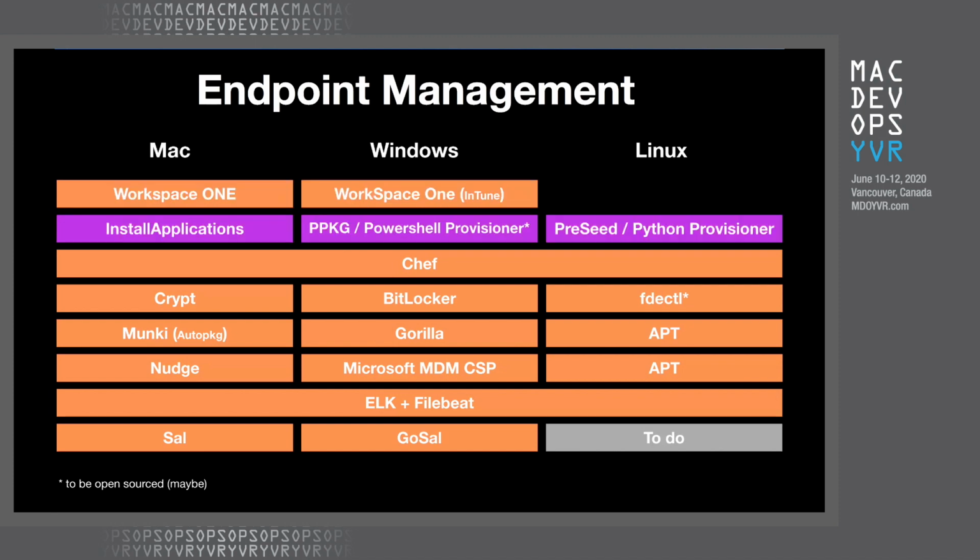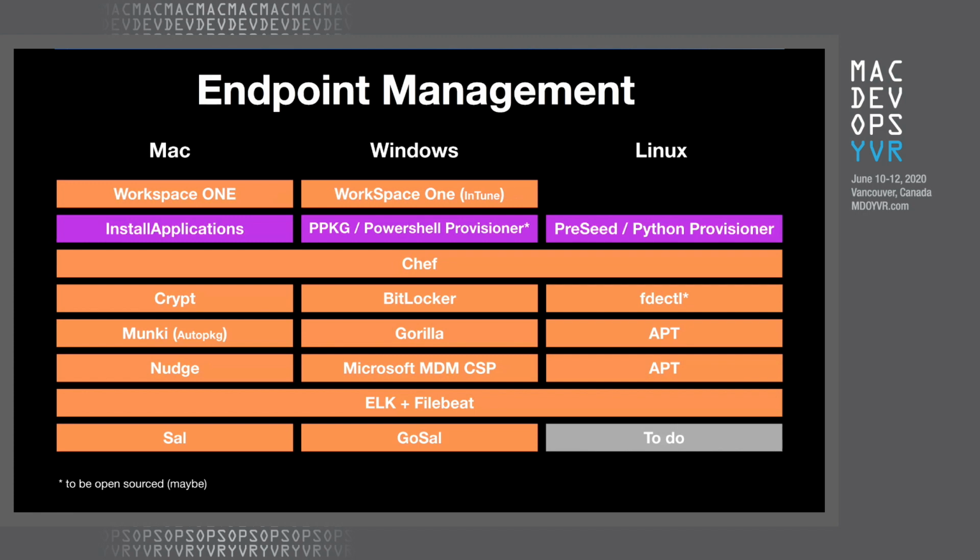Now, we think of the next part of our management ecosystem as provisioning. How do we get all these other tools on? Well, for macOS, we use Installapplications. That's a tool that I open sourced a few years ago when I was at Pinterest. And for our Windows side, we're actually using a PPKG process with a PowerShell provisioner. We may open source this at some point, but we're still trying to flesh this out. And as I spoke a second ago about Intune, we may be using more of an Autopilot method, and so the PPKG process may no longer be needed.